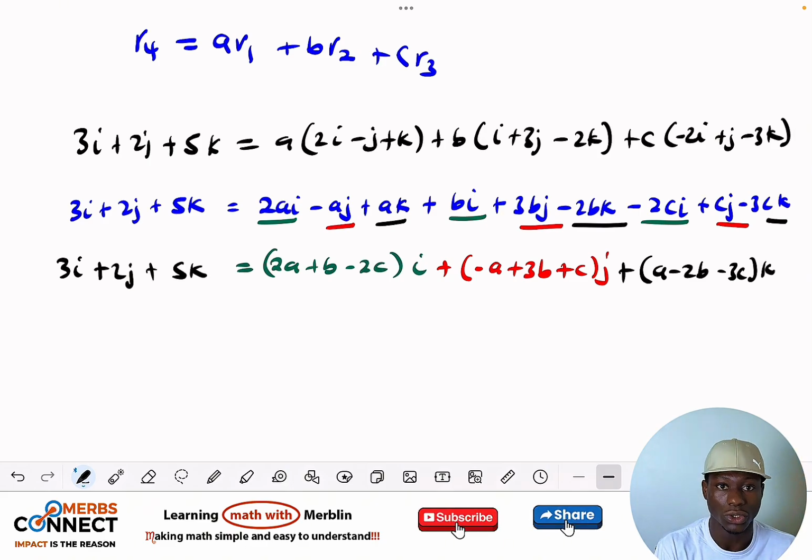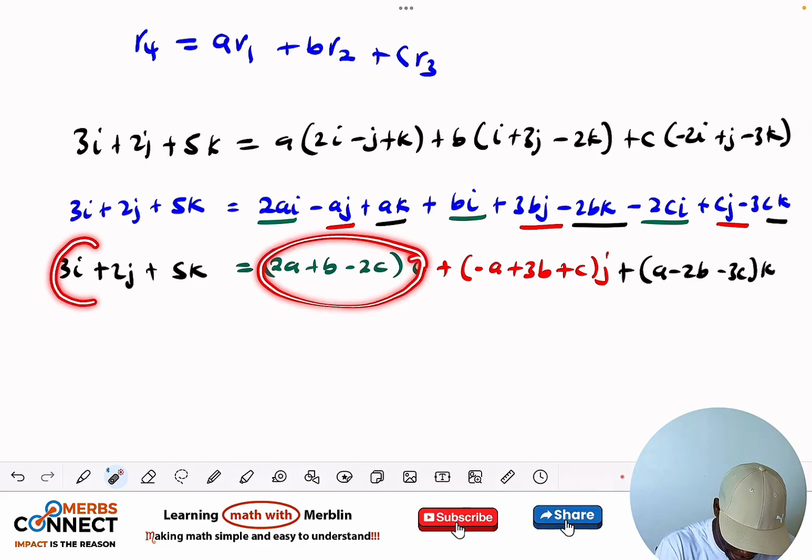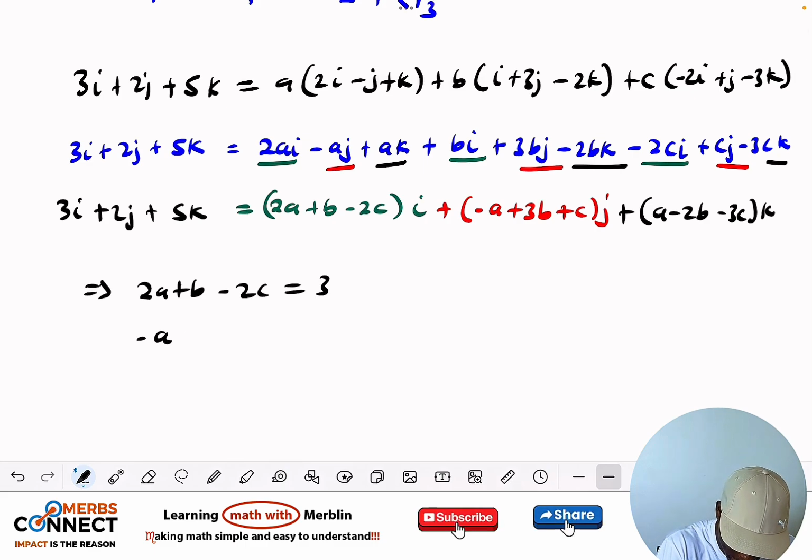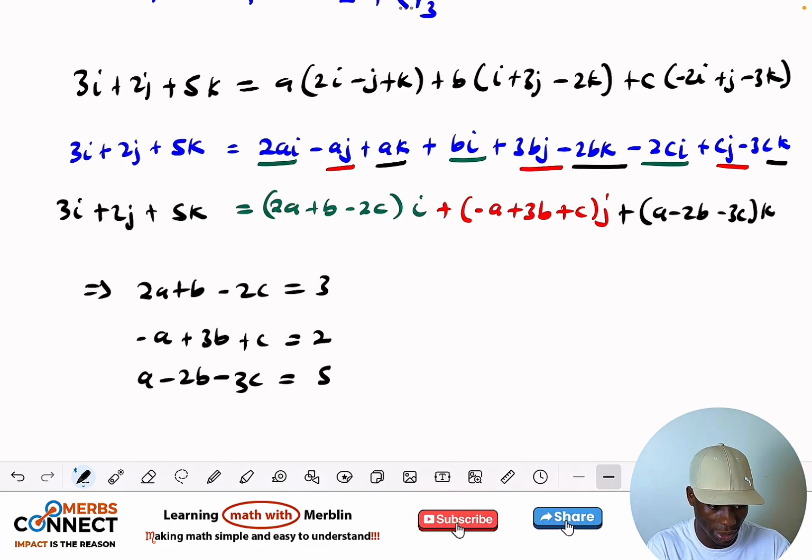plus 5k. So now we are going to compare like terms. I have the i here and the i here. It implies that 2a plus b minus 2c is equal to 3. And then the coefficient of j is also equal to this, so minus a plus 3b plus c is equal to 2. And then the last one is a minus 2b minus 3c is equal to 5. So this is what we are going to get at the end of the day when we expand.